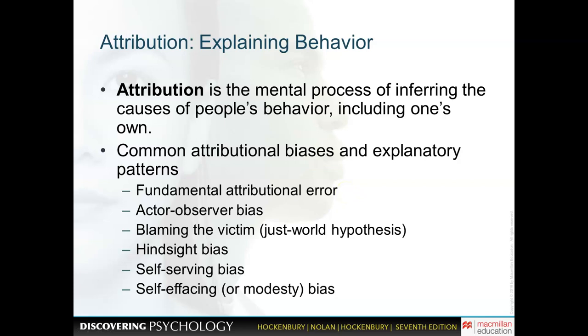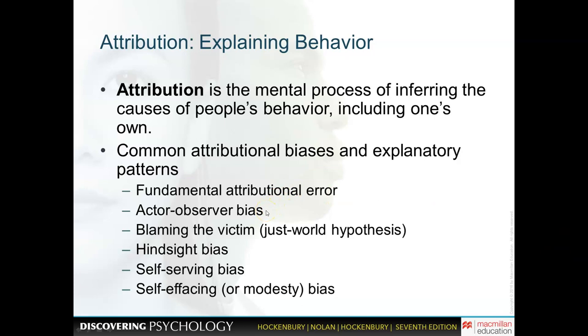One of these attributional biases is what's called fundamental attributional error. That refers to the tendency to attribute the behaviors of others to their own internal and personal characteristics, while ignoring or underestimating the effects of external situational factors. Basically that's saying, this person is behaving this way because that's the kind of person they are, and we're not taking into account that the certain scenario might be responsible for their behavior.